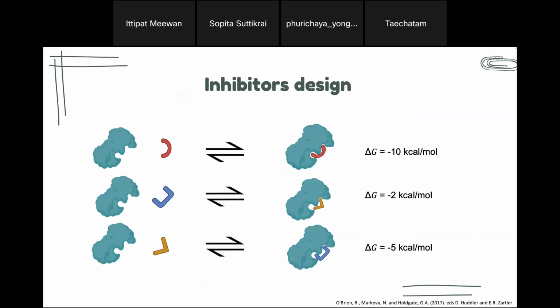Okay, so this is an example. If we have a larger magnitude of negative value of delta G, the stronger the inhibitor and the better the drug is going to be, right? So compared to this orange drug, the red one binds tighter to the protein, so it's more efficient as an inhibitor.